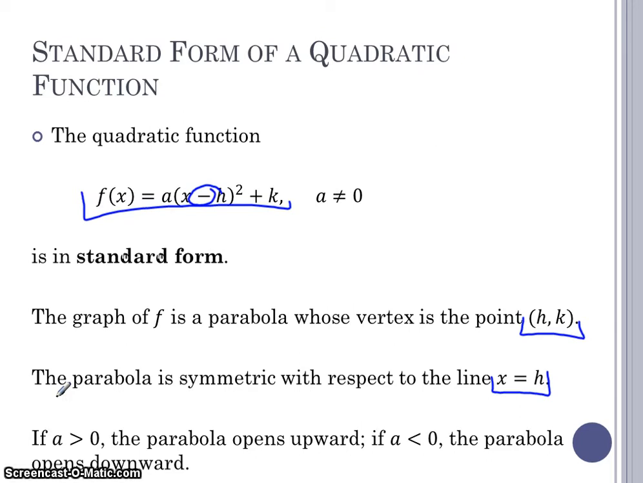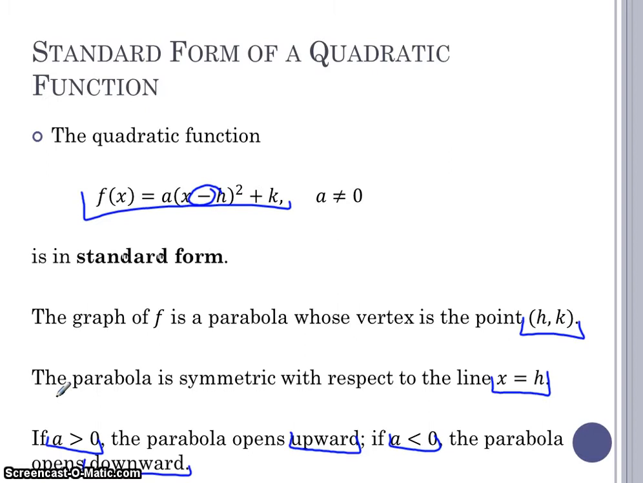All right, and then that last part is what we were talking about last there. If our a is greater than 0, so if the number in front of that parenthesis is positive, then our graph opens up. If the number in front of our parenthesis is negative, so if a is less than 0, then our graph is going to open down.